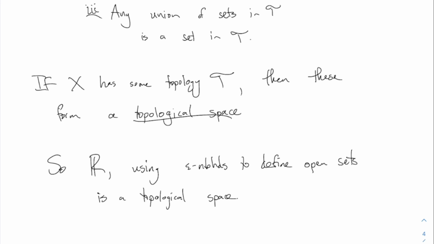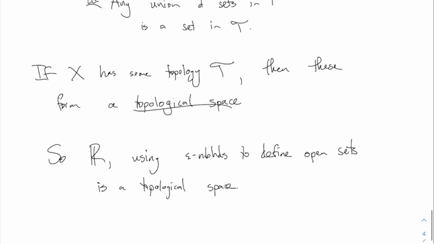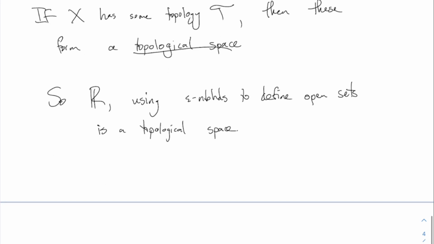This is referred to as R with the standard topology, because when I just say R in general, you assume that I'm talking about R with those particular open sets, the open intervals and unions of open intervals. So R using the epsilon neighborhoods to define open sets is a topological space. This is called R with the standard topology.